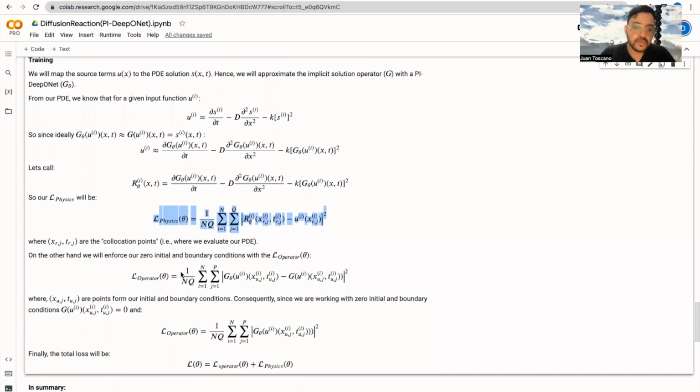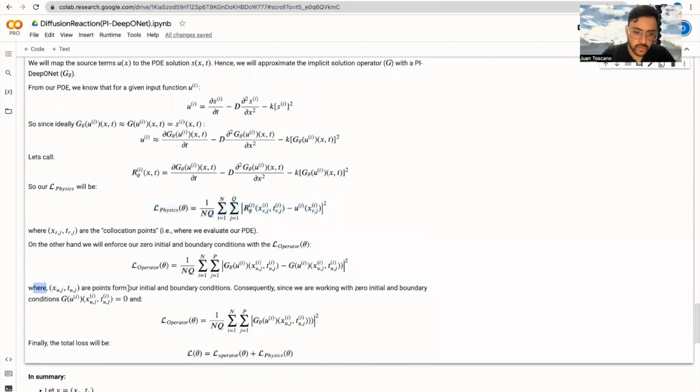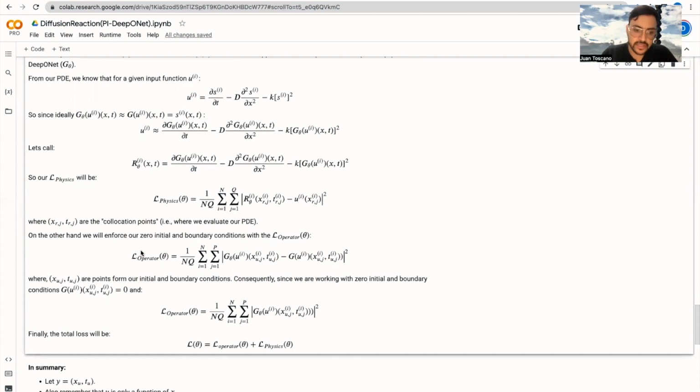After that, we will sample several points from our initial and boundary conditions and evaluate our DeepONet on those points. Since the output function evaluated at the initial and boundary conditions is zero, the loss operator simplifies as follows. Finally, we will add the total loss of the partial differential equation plus the loss of our operator.